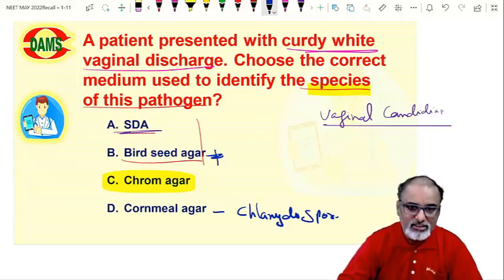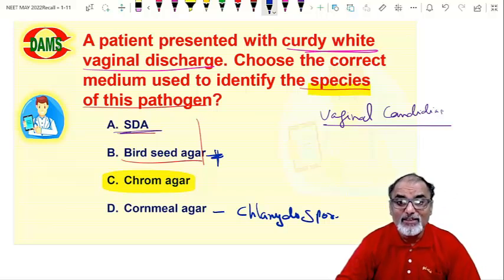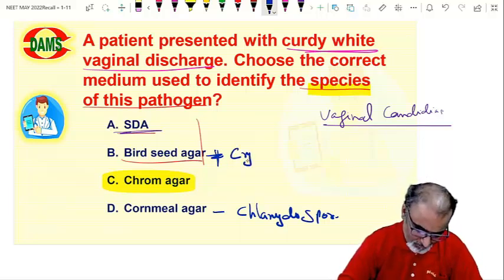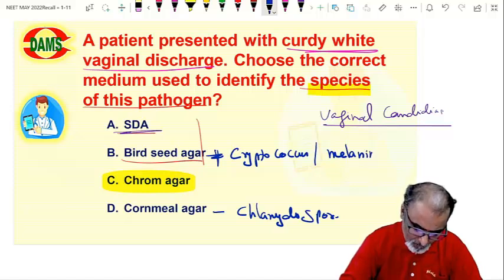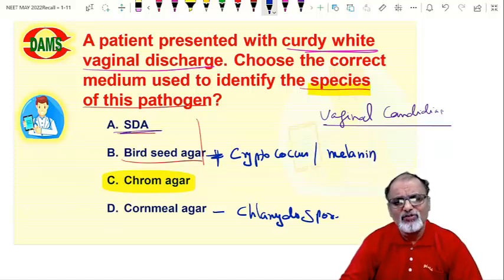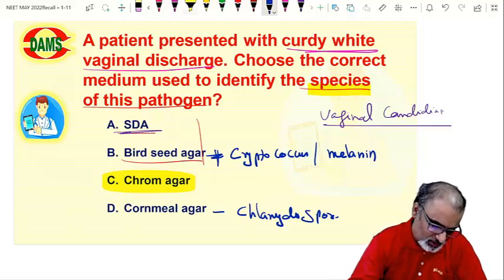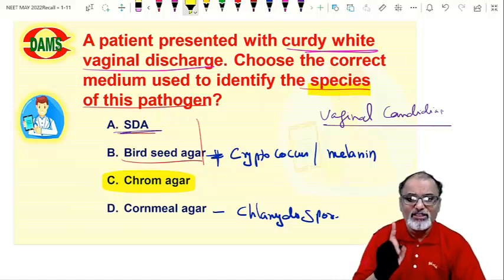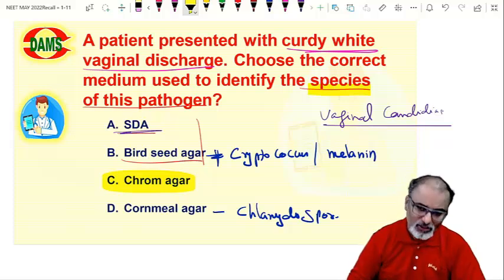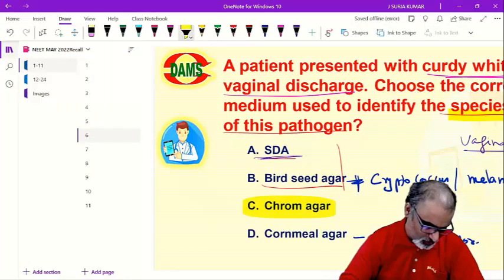Bird seed agar or Niger seed agar is used to demonstrate the melanin pigment of Cryptococcus. Sabouraud dextrose agar is a universal medium, not only for Candida. If you want to know the species of the Candida, go for CHROMagar. See here, I'll show some pictures for you.